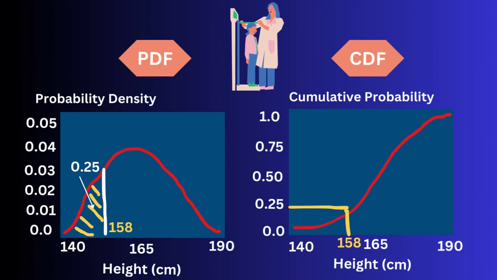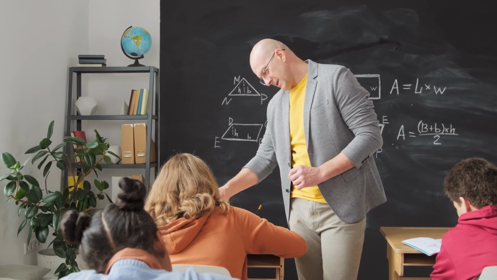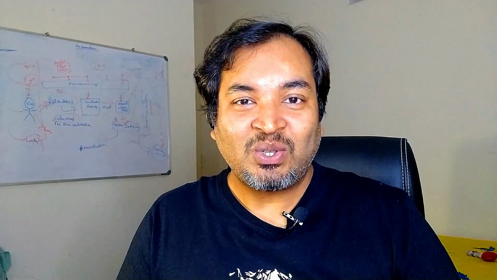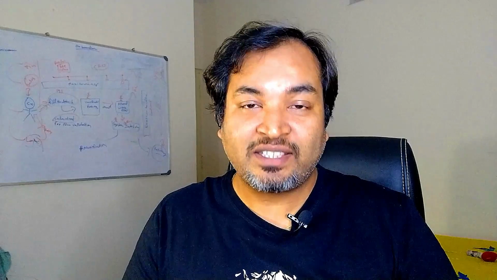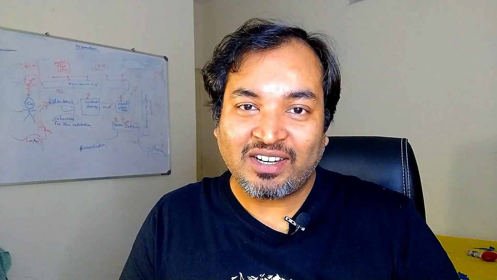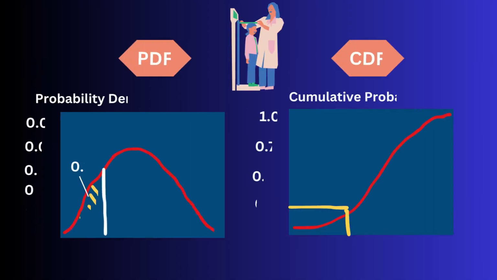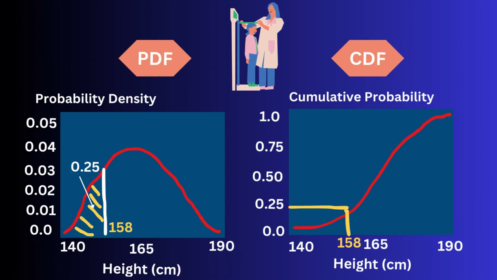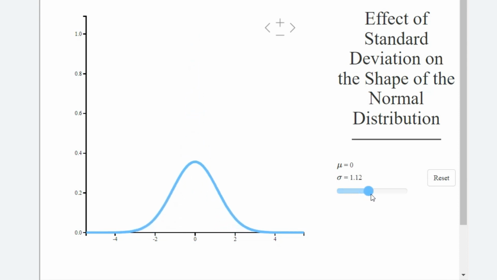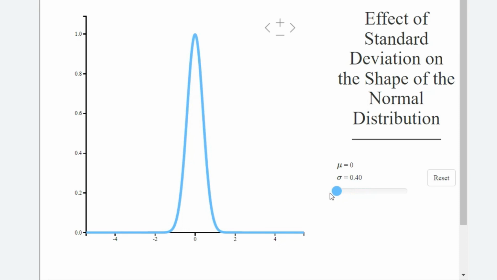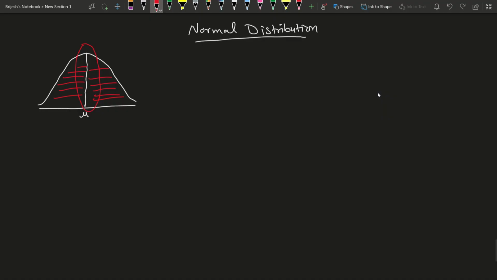Why do many natural phenomena, from the height of individuals to exam scores, tend to follow a particular pattern? Today we are going to uncover this natural phenomenon, which is highly used in statistics, called the normal distribution. The normal distribution, often called a bell curve, is a fundamental concept in statistics. It is a continuous probability distribution that describes how data is distributed, and you expect more values to lie in the middle of this curve.